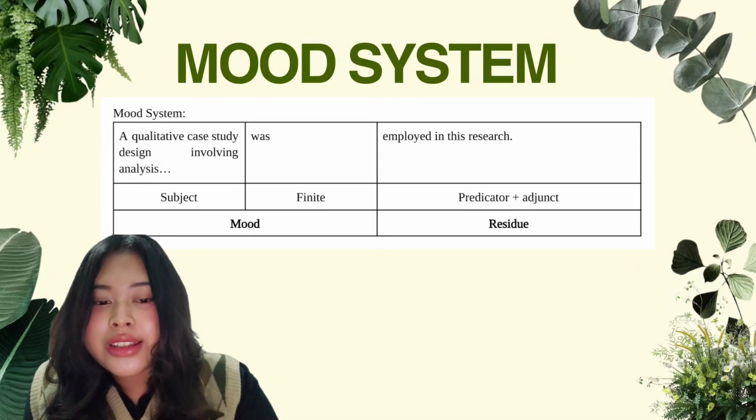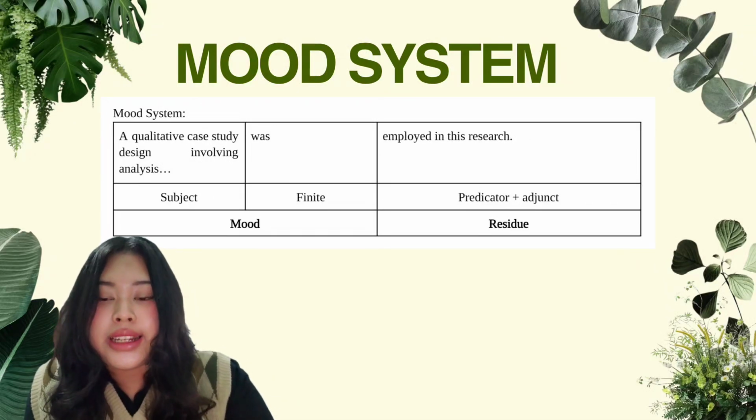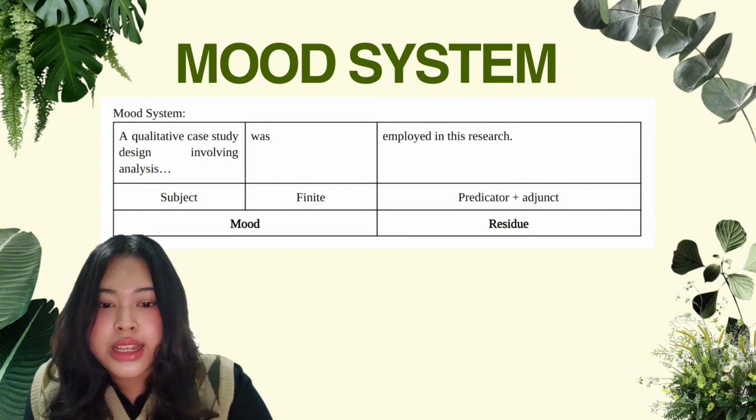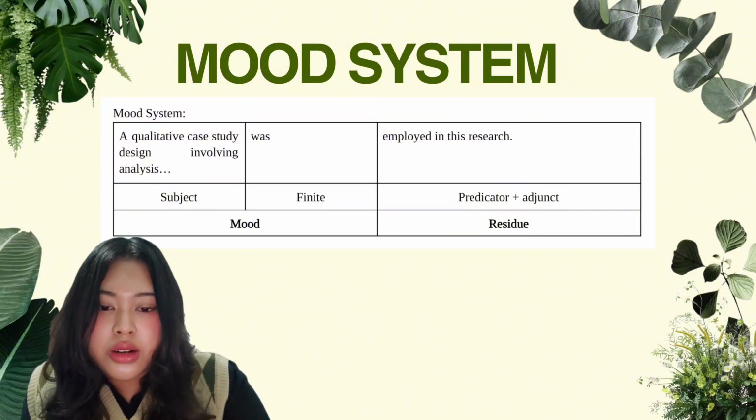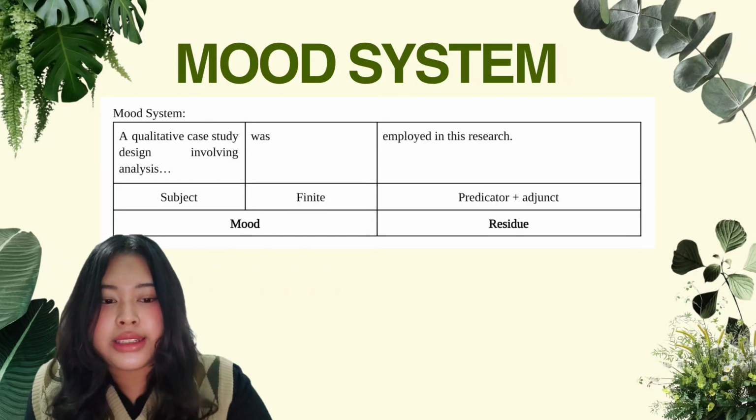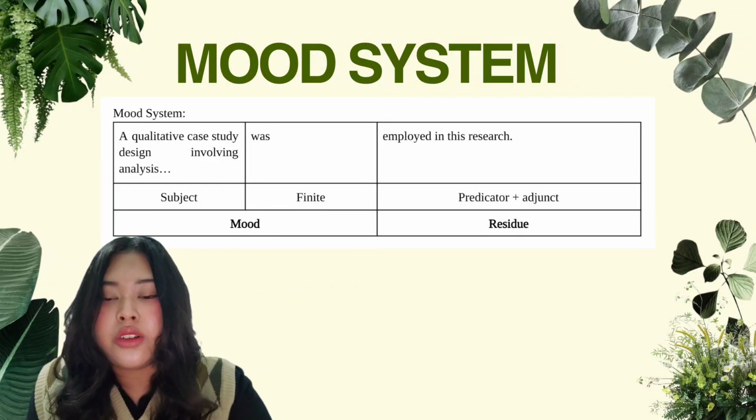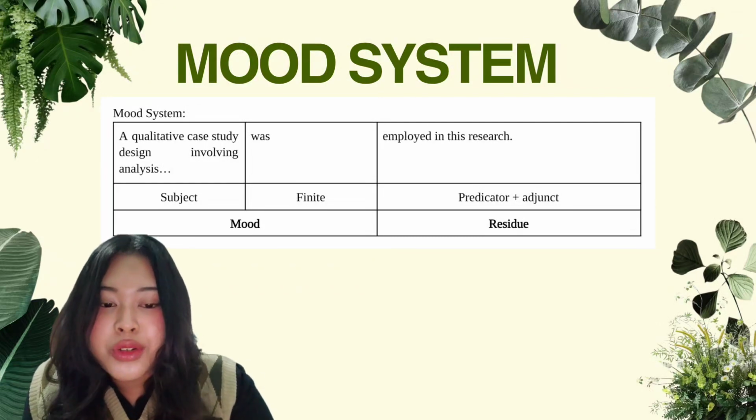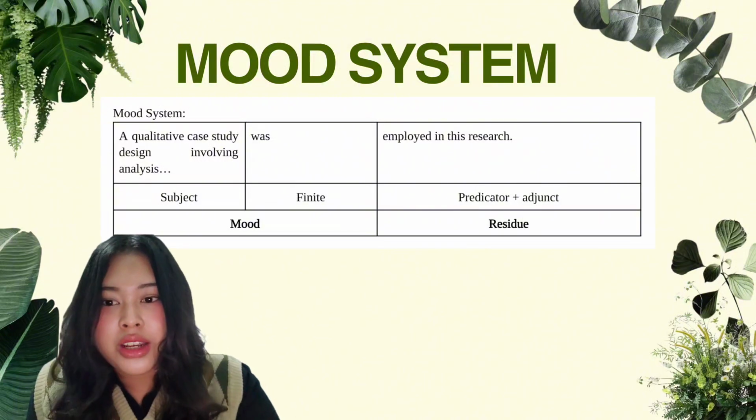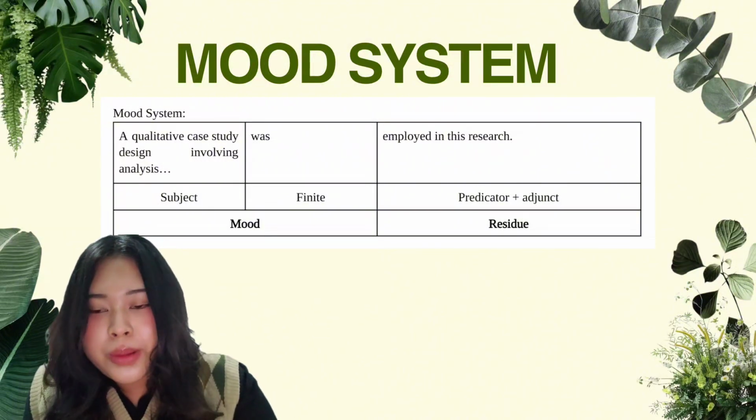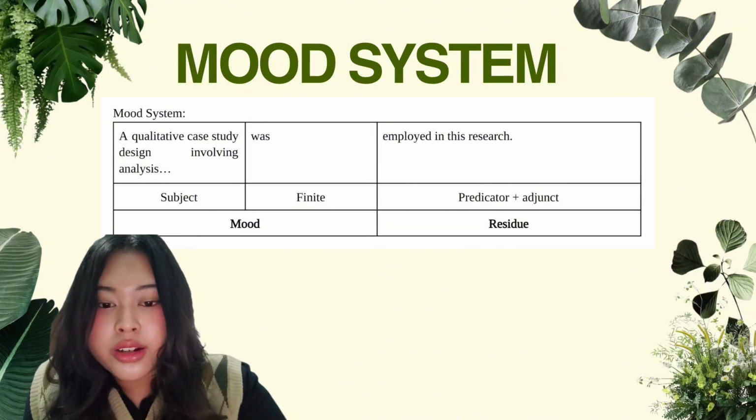And the finite is the word "was." It indicates the past tense. So the subject plus "was" forms the mood block. And the word "employed" is the predicator, which is the main verb part. And "in this research" is an adjunct giving us location. And this part forms the residue block.